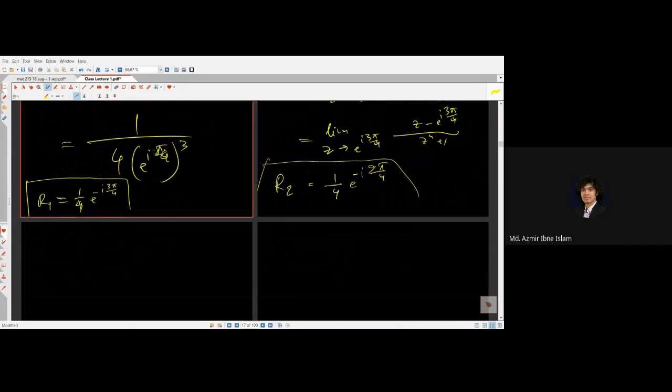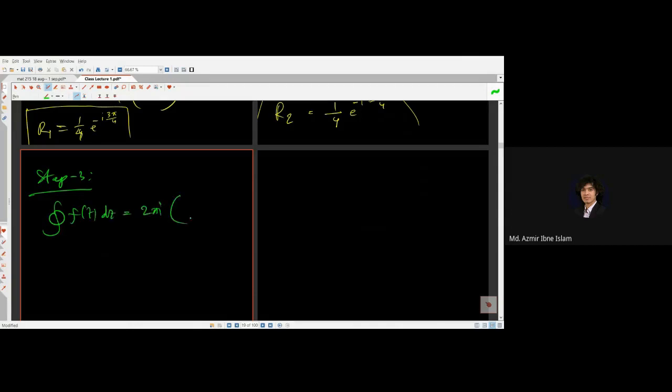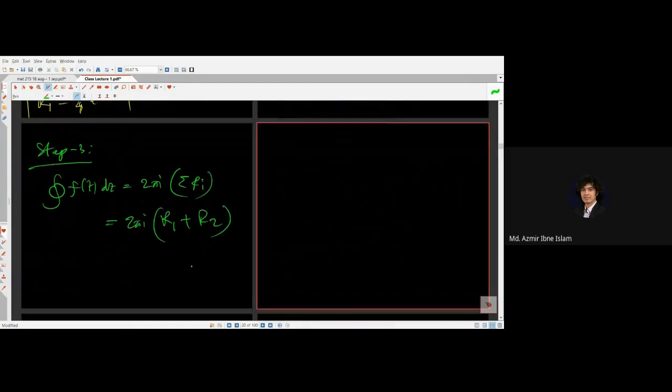Here we have I pi by 4, and here we have 3 pi by 4. So 3 times 3, that is 9 pi by 4. Okay, so step 3. Step 3 is the total integral of f of z dz, that is equal to 2 pi I times the sum of all residues. So how many residues do we have? 2. So R1 plus R2.